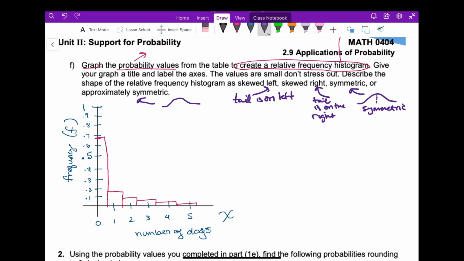So what is the tail on the left? The tail on the left will be lots of data on the right side. Tail on the right is the opposite. So what do you feel our histogram looks like? Is it skewed left, skewed right, symmetric, or approximately symmetric? Write down your answer right here. Tell me what it is.